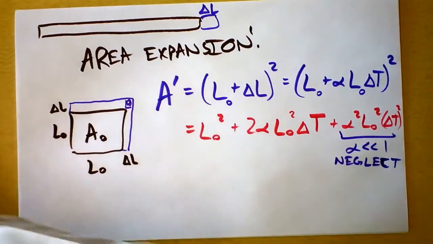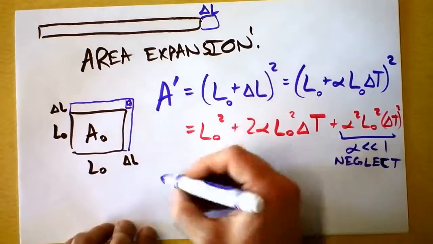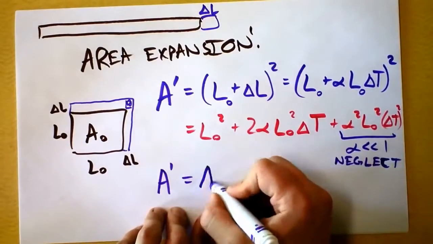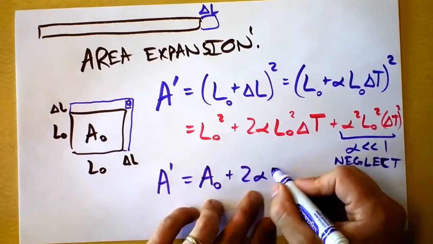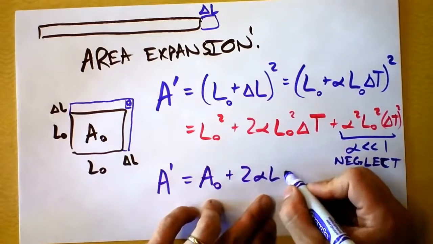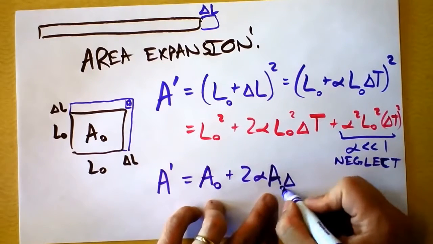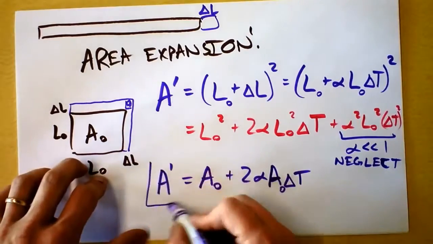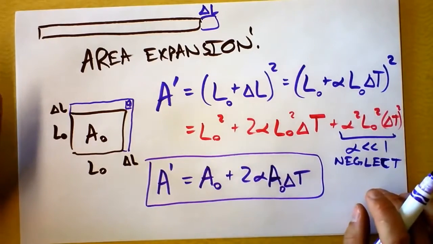Excuse me. So we'll go back to purple for the close, and the close says, guess what? Area prime, our new area, is our old area, plus 2 times alpha times L naught squared, oh, that's area, times area times delta t. Beautiful.